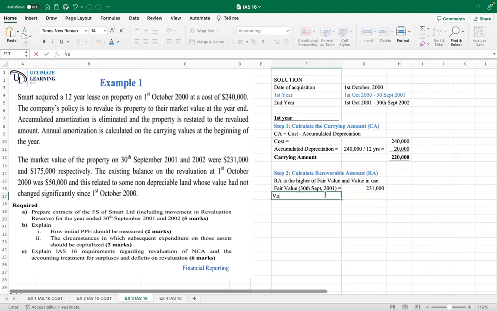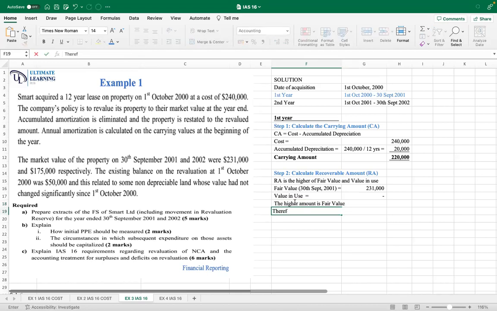Value in use is not given. So if it is not given, you take it to be 0. Remember, what is the value in use? The cash flows to be generated from use of the asset in future. So the higher amount is fair value.